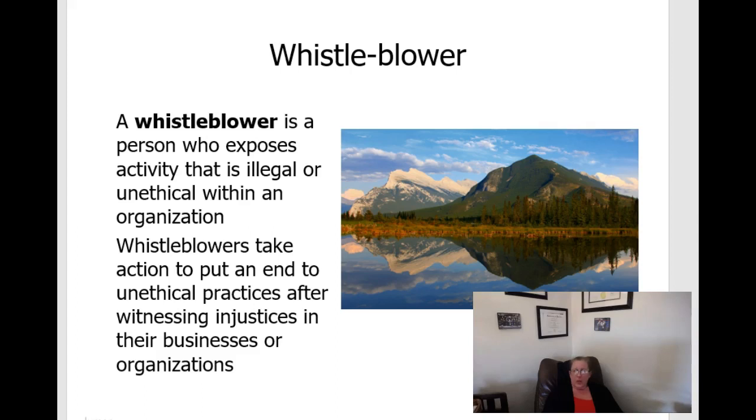A whistleblower is a person who exposes an activity that is illegal or unethical within an organization. Whistleblowers take action to put an end to unethical practices after witnessing injustices in their business and organizations. And most states have laws that protect whistleblowers.